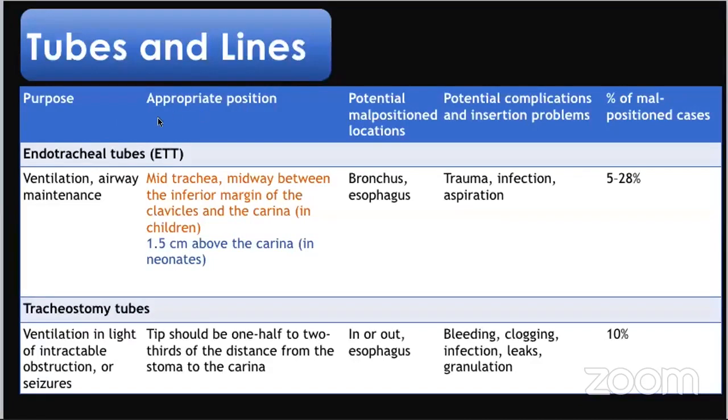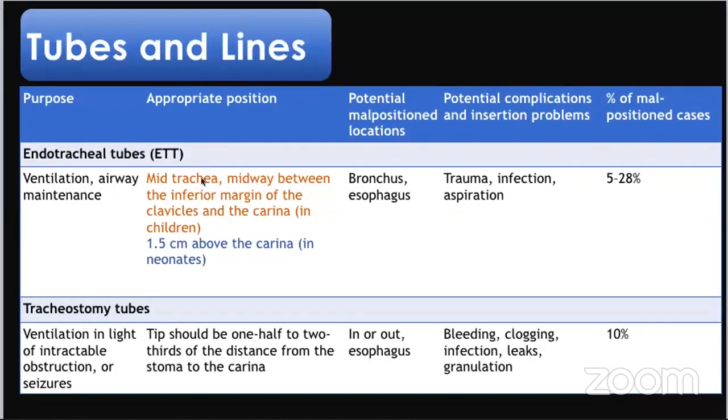Tubes and lines. I will talk about the purpose, the appropriate position, the potential malposition location, the complications, and the percentage of malposition. The first tube is the endotracheal tube. It's used for ventilation and airway maintenance.